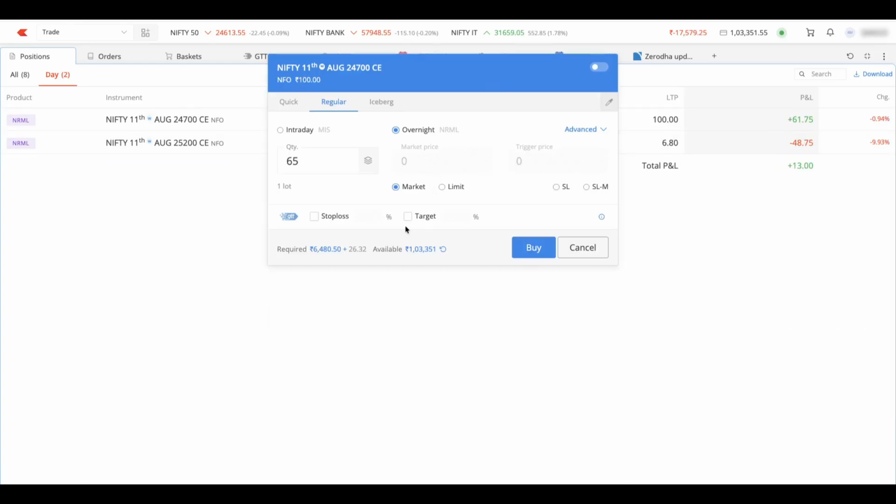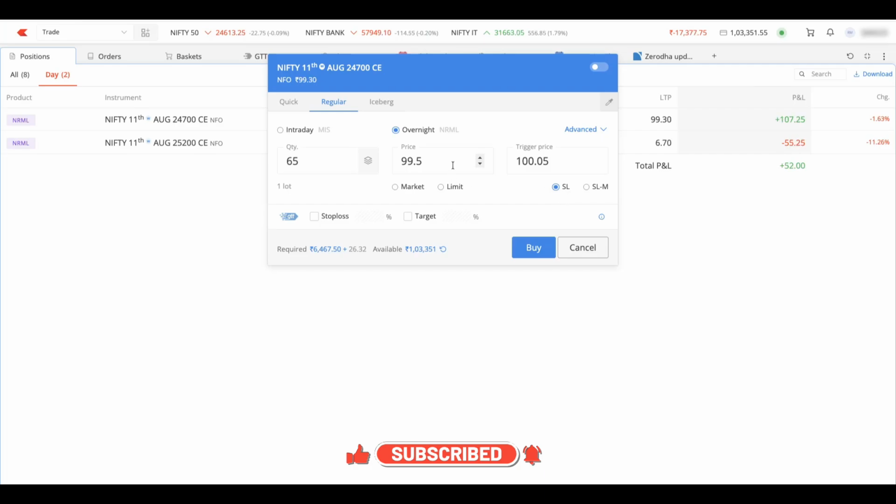Now you can see an option called SL and SLM. SL means stop loss, SLM means stop loss market order. When you select SL, you will see two options: one is price and the other is trigger price.